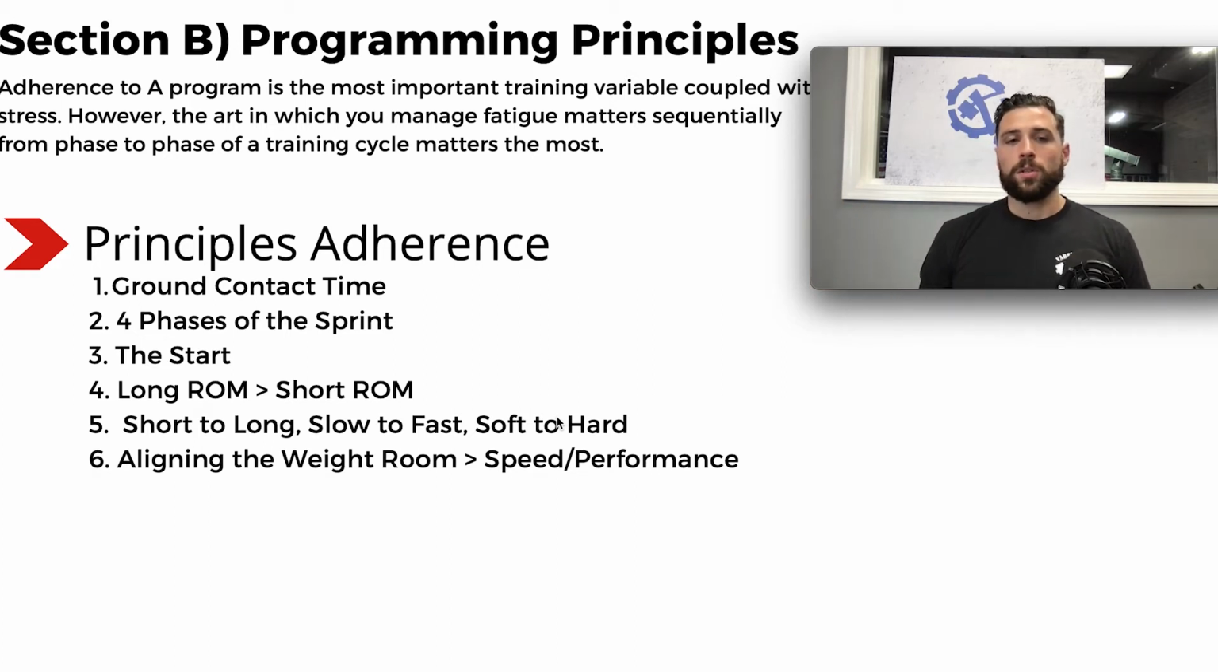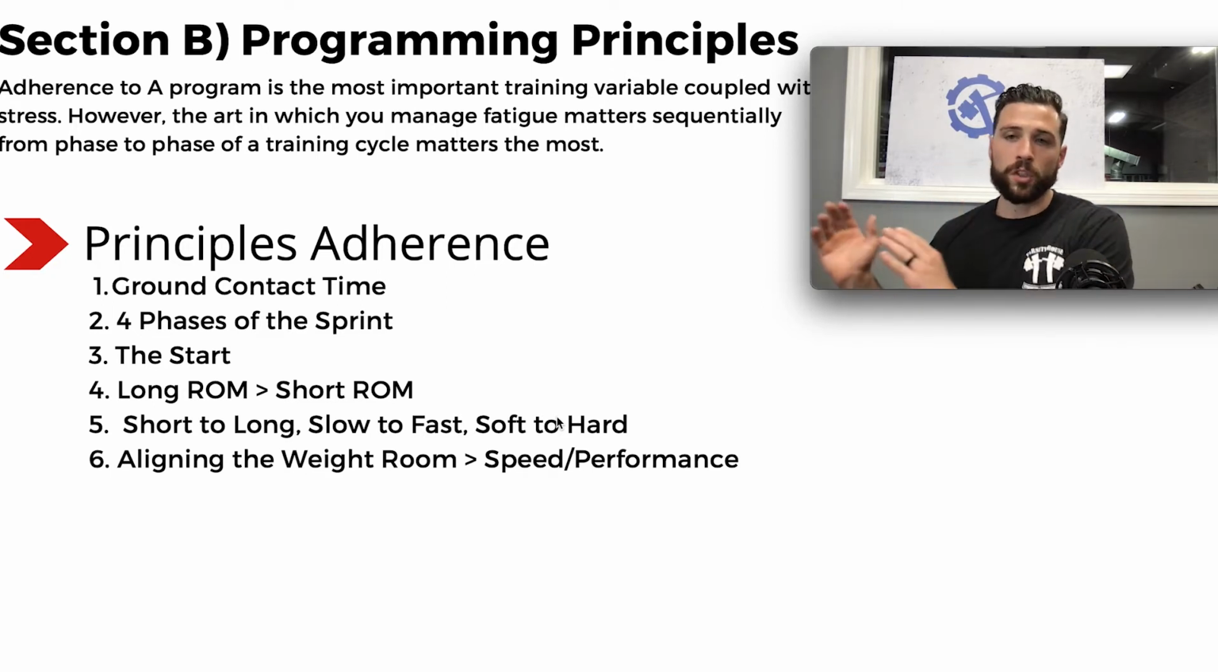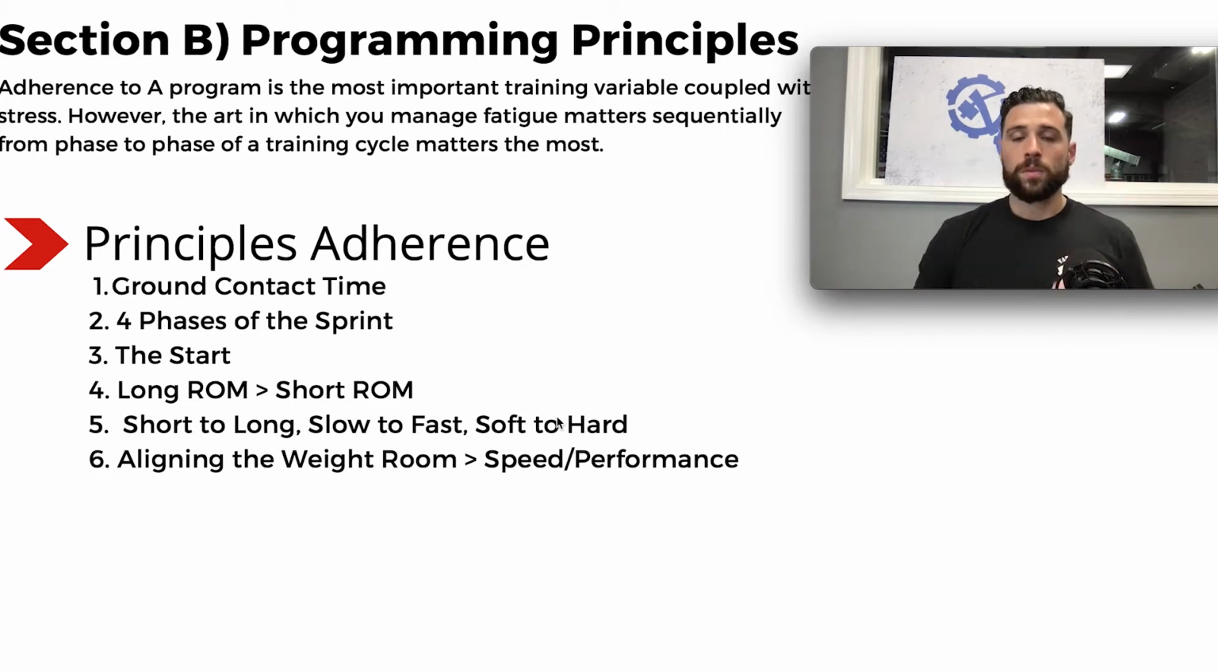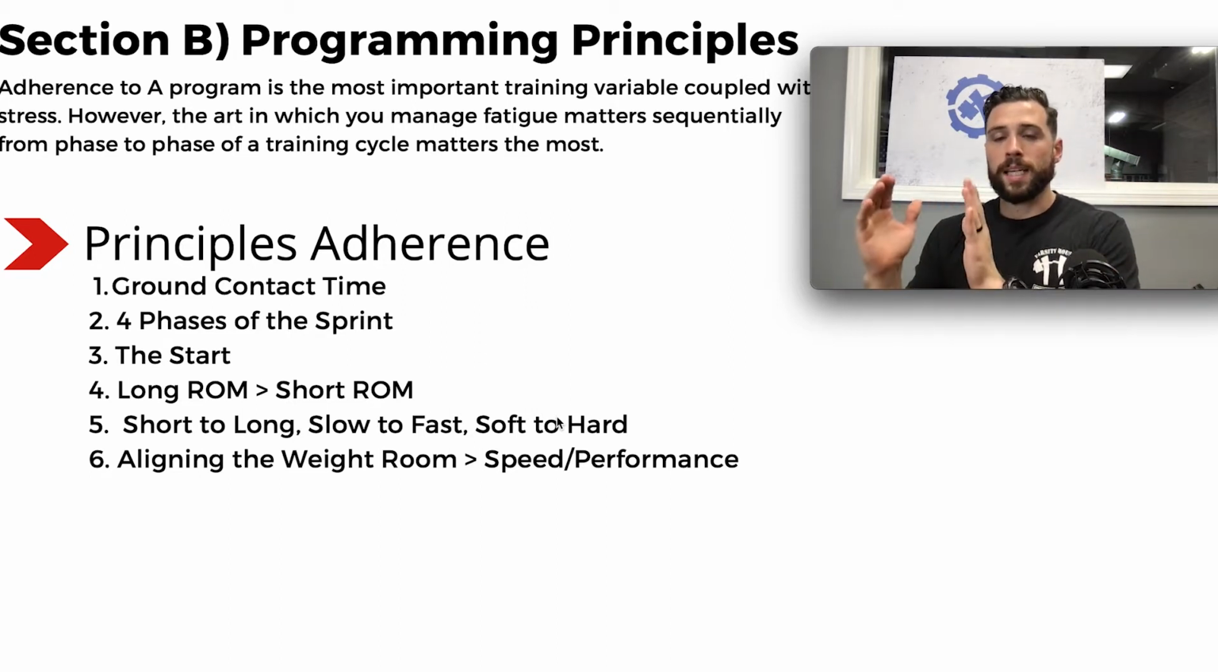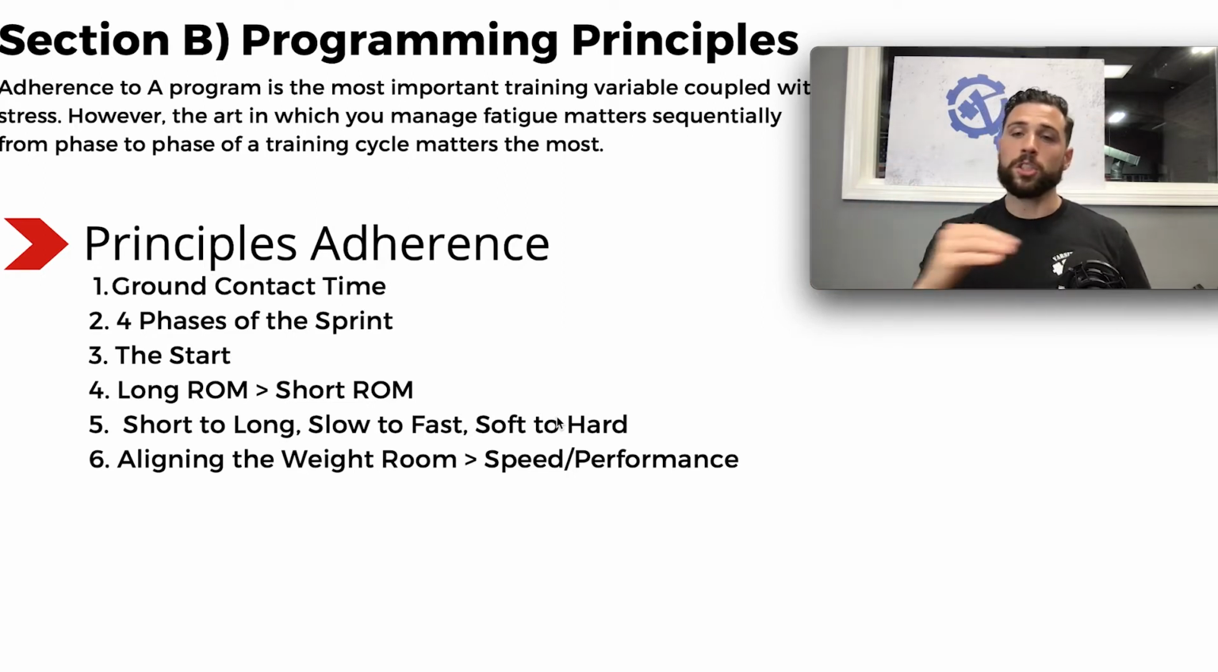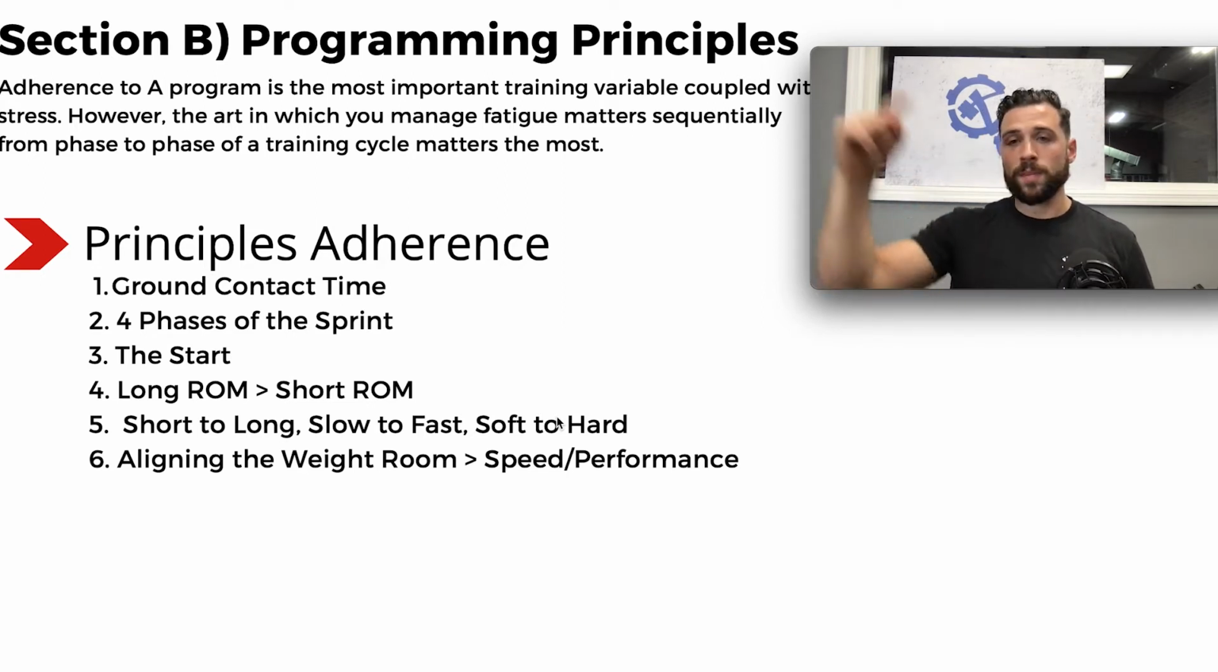Number 4, long range of motion to short range of motion. This adheres to everything from kinematics in movement, from the sprint to power to strength. So looking at long ranges of motion to shorter ranges of motion. Back to principle 2, the 4 phases of the sprint: the start, acceleration, attaining velocity, and max velocity, right? In terms of the inverse relationship between ground contact time and velocity as distance increases.